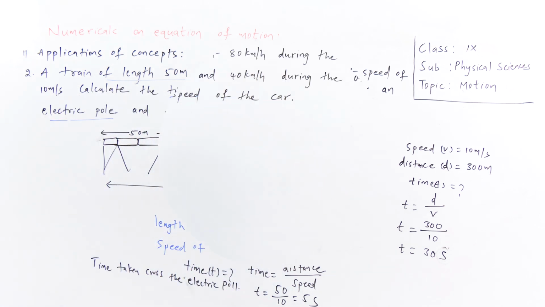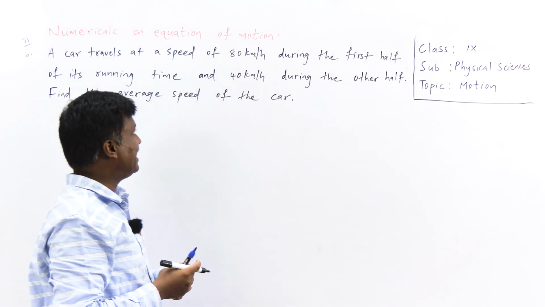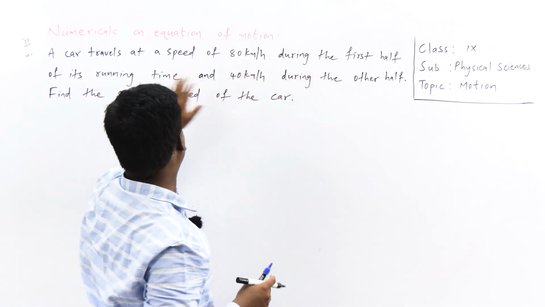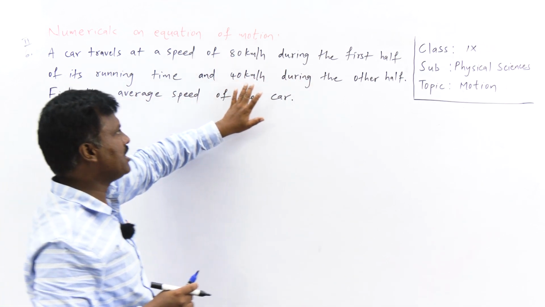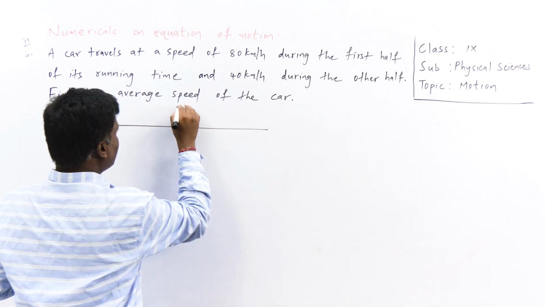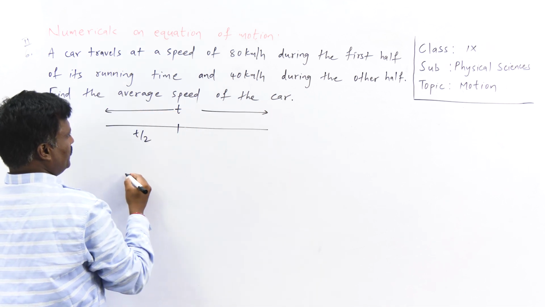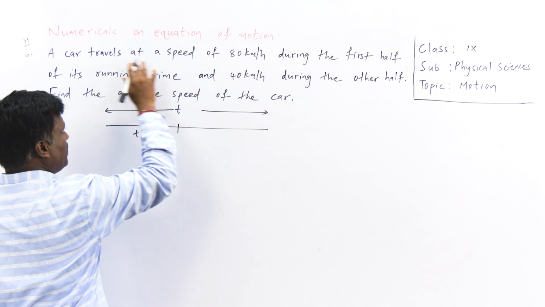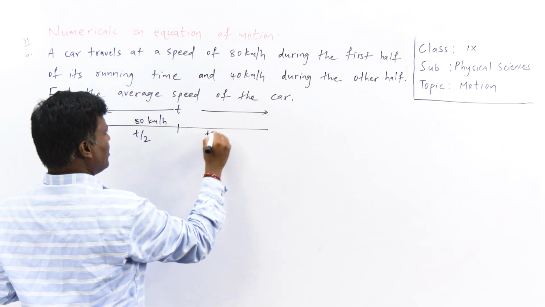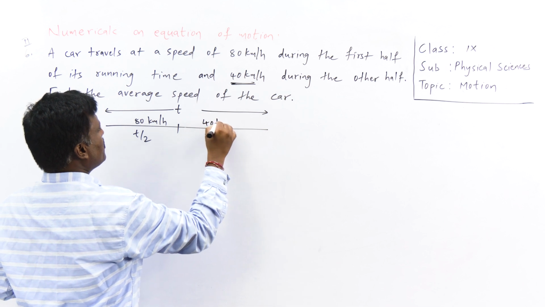Please note down. This is the sixth problem in Applications of Concept which we have in Improve Learning. A car travels at a speed of 80 kilometers per hour during the first half of the running time and 40 kilometers per hour during the other half. So let the time taken for the complete journey be T. During the first half of the time, the speed of the vehicle is 80 kilometers per hour. Next, during the second half of the trip, the speed of the car is 40 kilometers per hour.